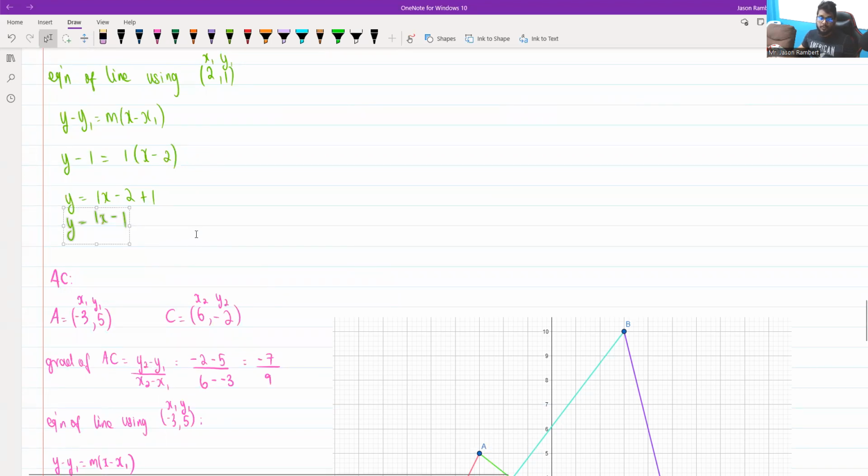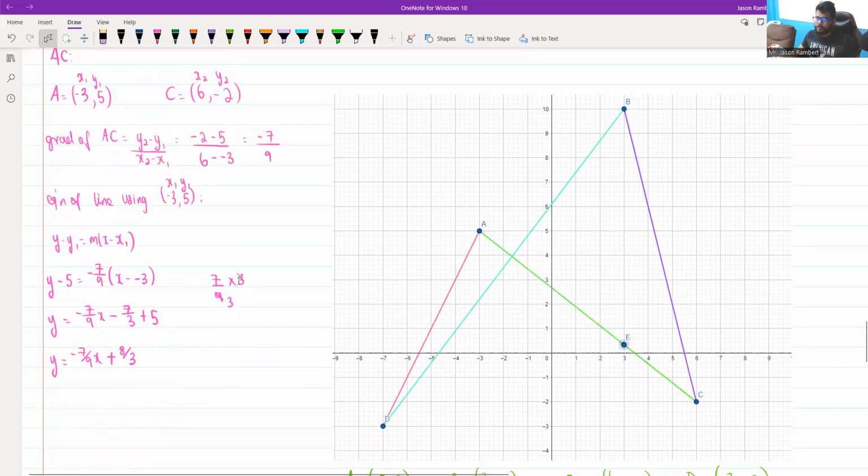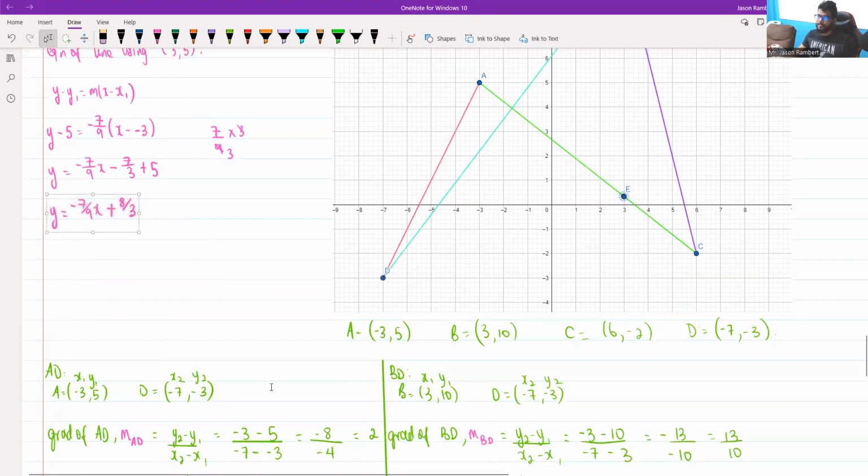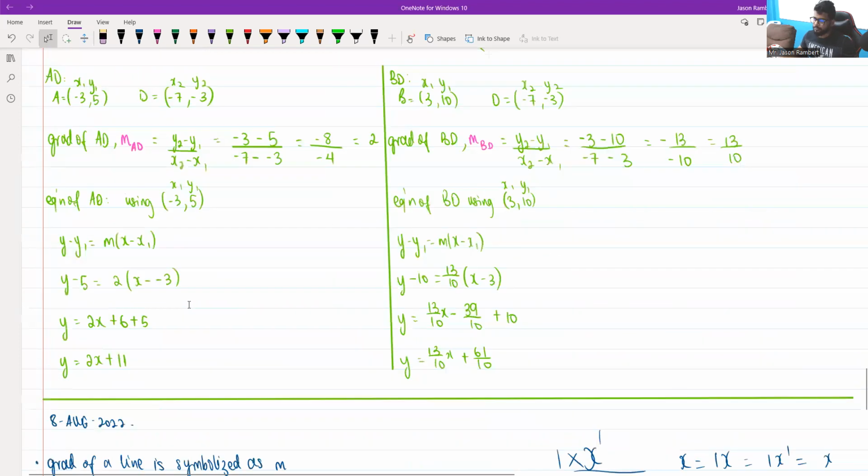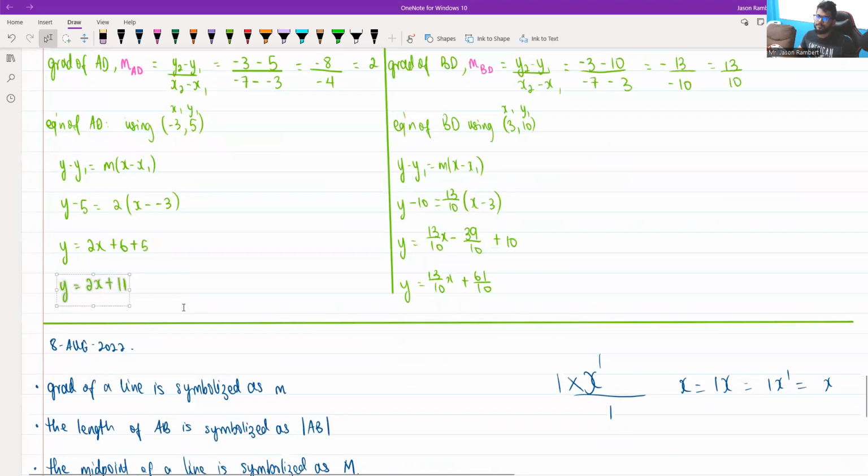-1. And what's the y-intercept? -1. Very good. What's the gradient of this line? -7/9. And what's the y-intercept? 8/3. 8/3. What about this one? Gradient and y-intercept. 2 and 11.